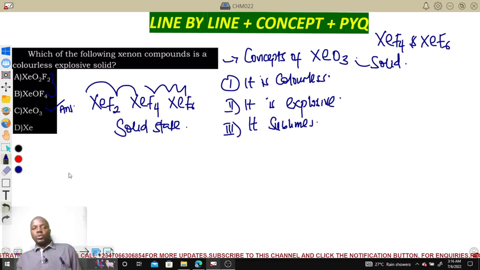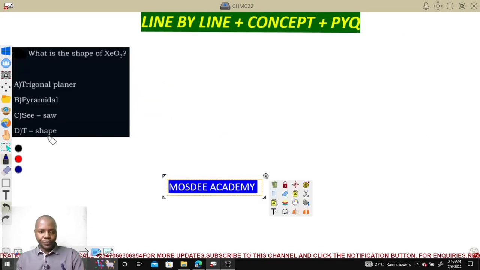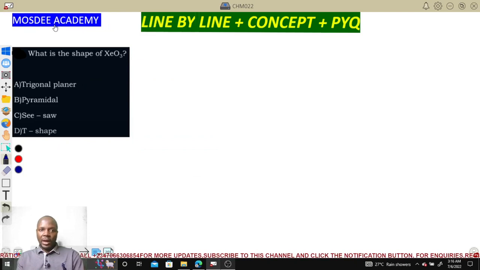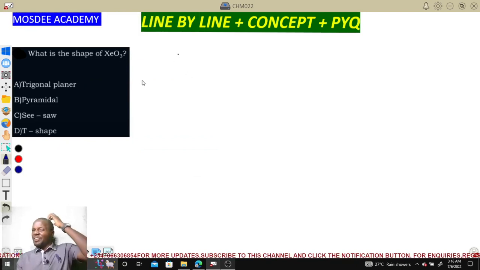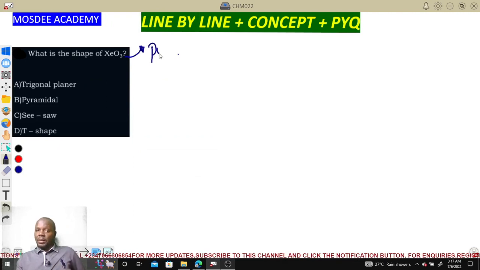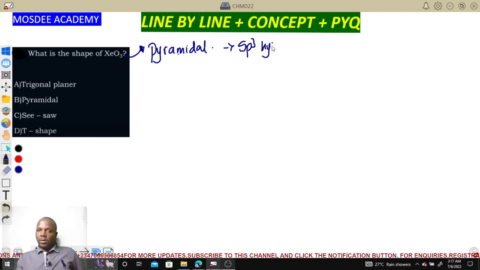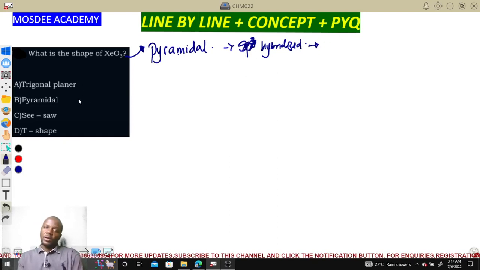So now we go to the next question. The next question is the shape of XeO3. I think I've talked about this shape. Yes, I told you it is pyramidal, because it is sp3 hybridized, that is, it has 1 lone pair. You can draw that if we want to. It's more like your ammonia shape. So it is pyramidal. This is the answer to that.